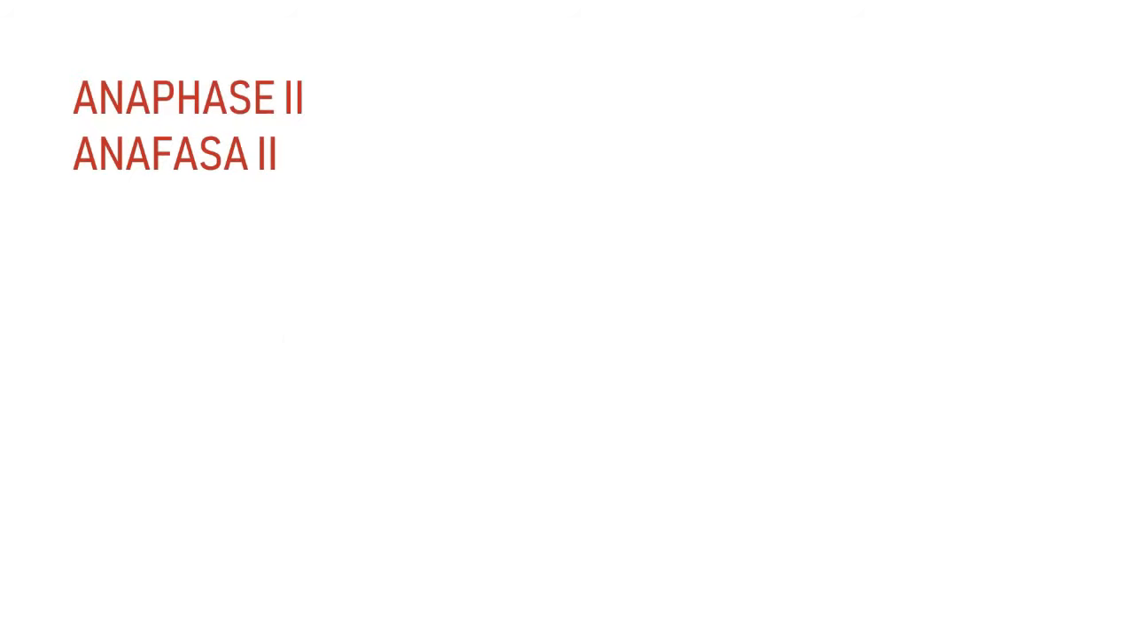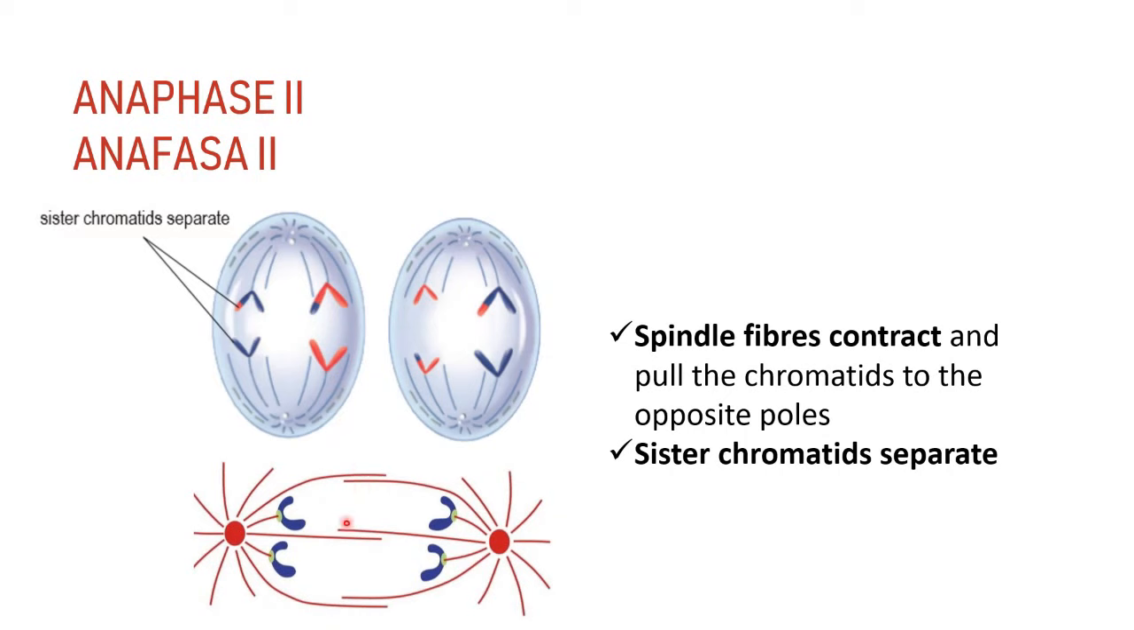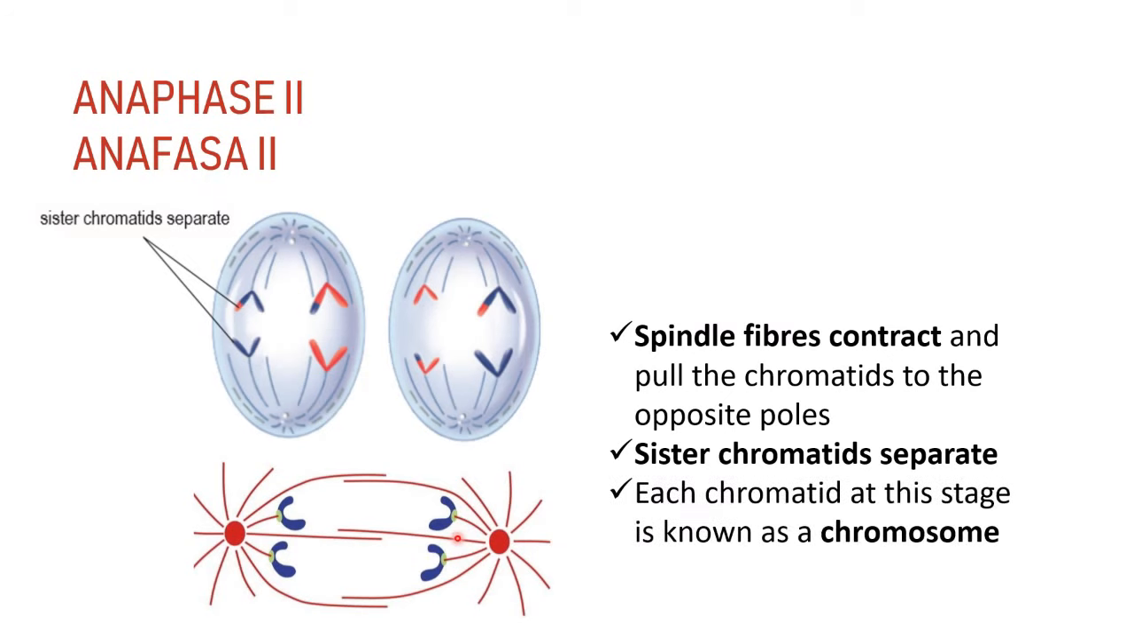After metaphase 2, we proceed to anaphase 2. During anaphase 2, again the spindle fibers contract, shorten, and pull the chromatids to the opposite poles. Remember, now it pulls chromatids to the opposite poles. Sister chromatids separate. For a clearer picture, you can see how it pulls the sister chromatids to the opposite poles. Each chromatid at this stage is known as a chromosome.